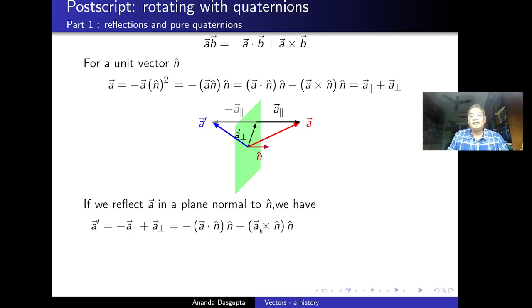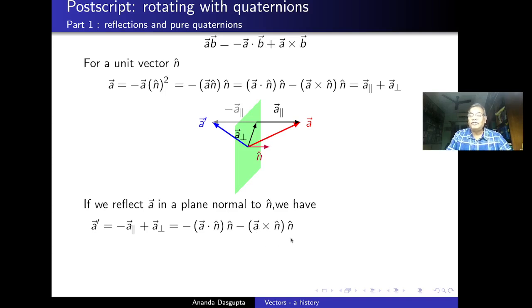On the other hand, what about this thing, A cross n hat with n hat? Note that AB and BA are not the same, because AB is minus A dot B plus A cross B. BA is minus B dot A plus B cross A. A dot B and B dot A are the same, but A cross B and B cross A are negatives of each other.